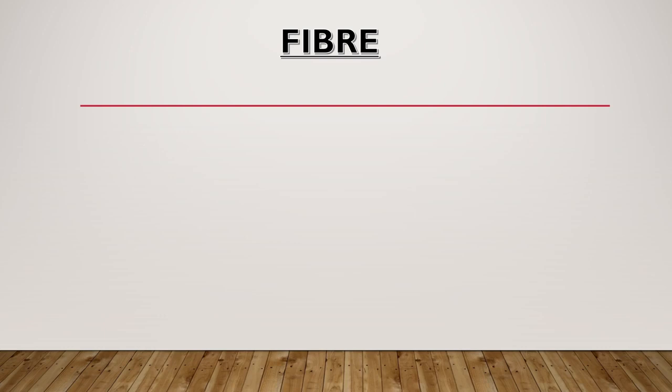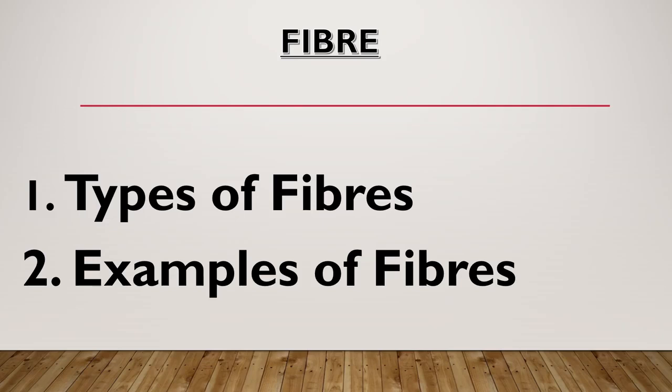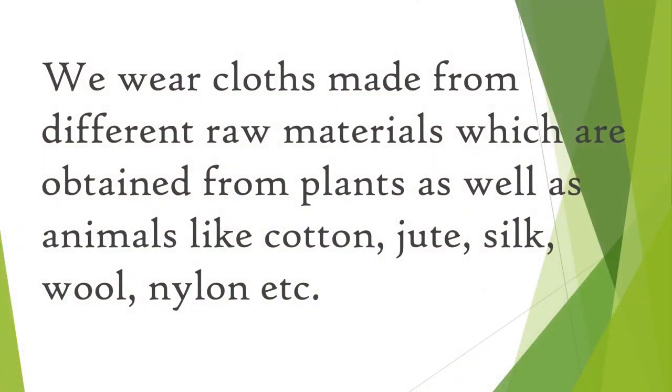The chapter Fibre to Fabric is divided into 3 parts. In the first part, we will be learning about fibers, that is, types of fibers and few examples of fibers. You all know we wear clothes made from different raw materials which are obtained from plants as well as animals like cotton, jute, silk, wool, nylon, etc.